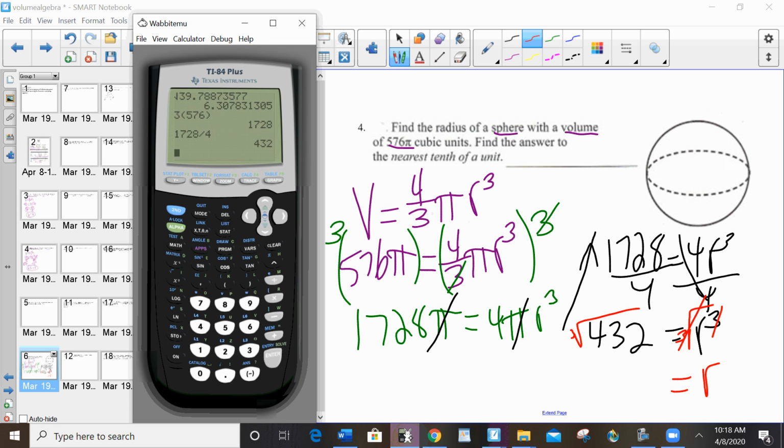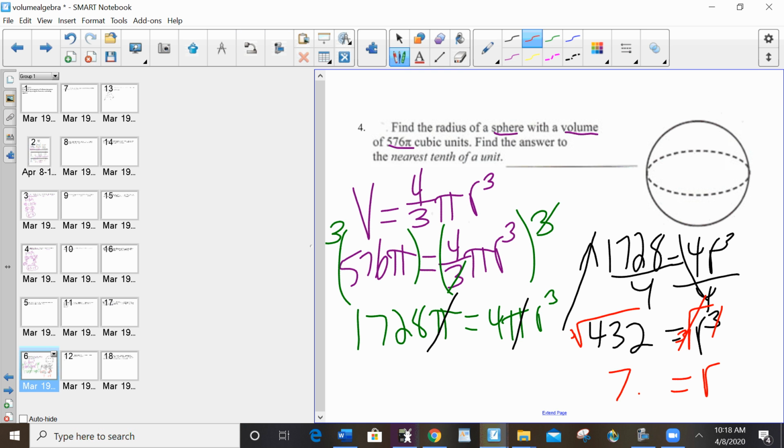To type in cubed root, I hit math, option 4. I'm going to do that again. I'll do it with my mouse so I think you can see my mouse. I'm going to hit math, option 4. That's how you type in cubed root. And then from there, I'm just going to type in 432. It wants the answer to the nearest tenth, 7.6.